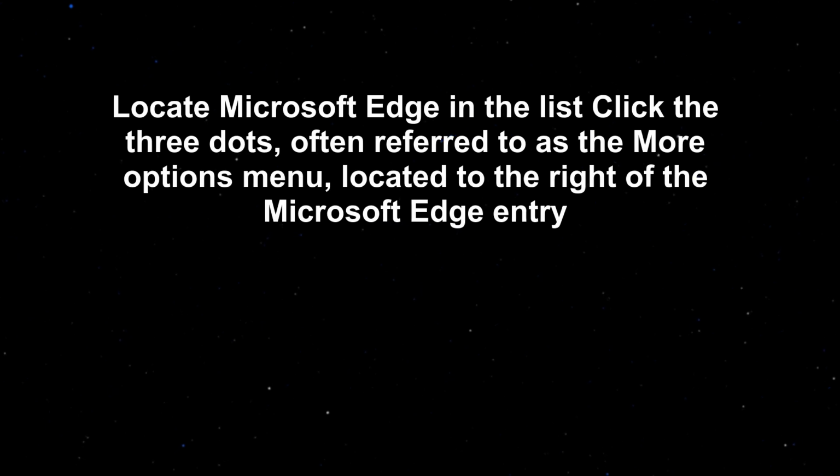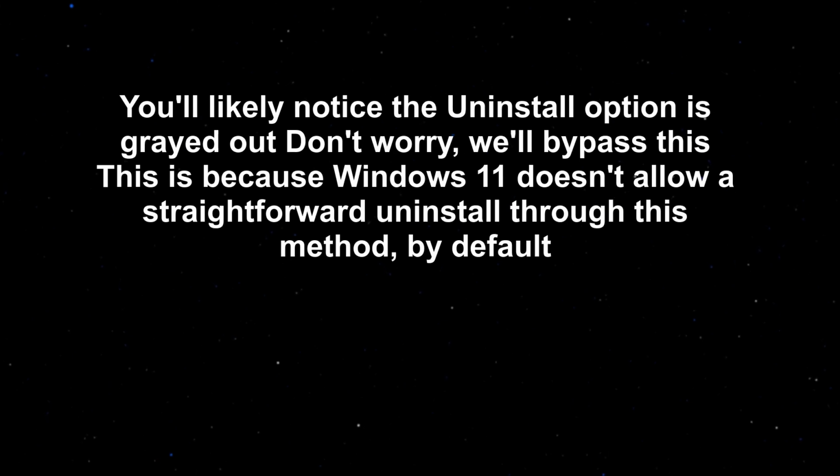Locate Microsoft Edge in the list. Click the three dots, often referred to as the More Options menu, located to the right of the Microsoft Edge entry. You'll likely notice the Uninstall option is grayed out. Don't worry, we'll bypass this. This is because Windows 11 doesn't allow straightforward uninstall through this method by default.